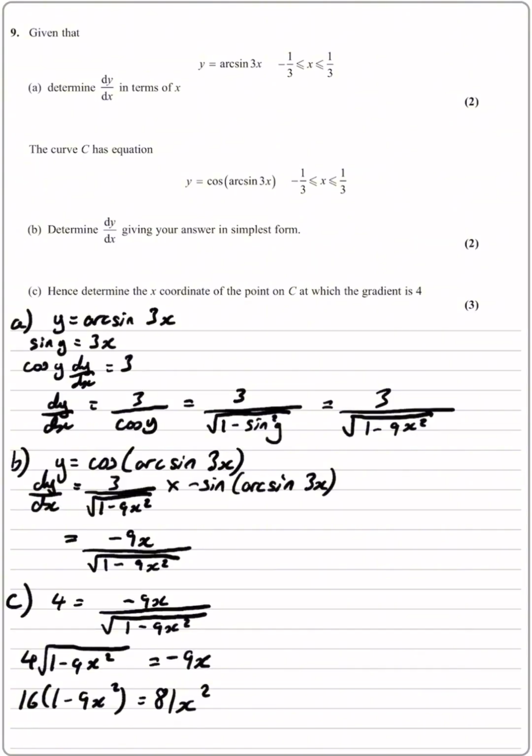So squaring both sides, 16 lots of 1 minus 9x squared is 81x squared. Expand out the left-hand side, 16 minus 144x squared is 81x squared. Bring the x squareds onto the right-hand side. 16 equals 225x squared. Divide both sides by 225. And then we want to square root that, so 4 over 15 plus or minus, well, we've already established that x must be negative. So negative 4 over 15, well done if you got that.